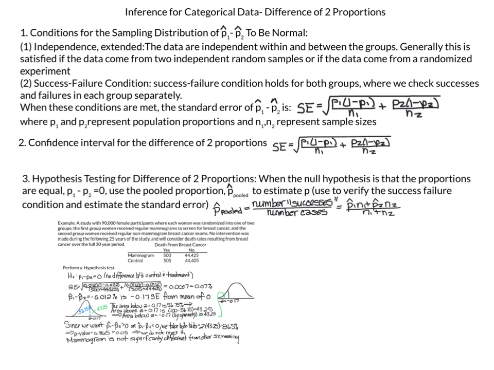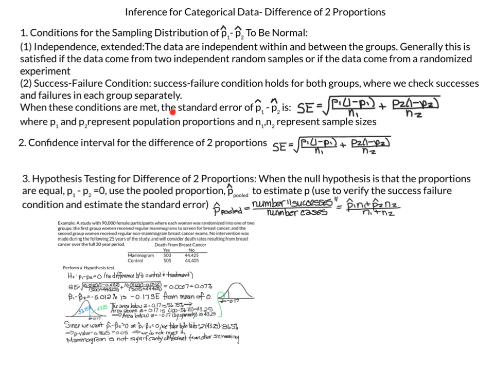So it's our regular idea of independence. Things are independent if they come from random samples or if the data comes from a randomized experiment. And we extend that because now the independence has to hold within and between the two groups. For random samples, it's just two independent random samples or two independent randomized experiments. We also have the success-failure condition, where we check the successes and failures of each group.